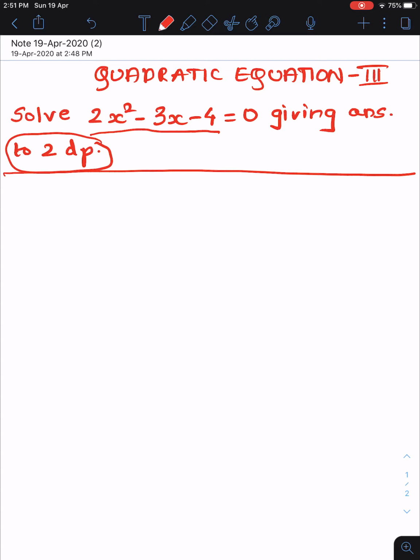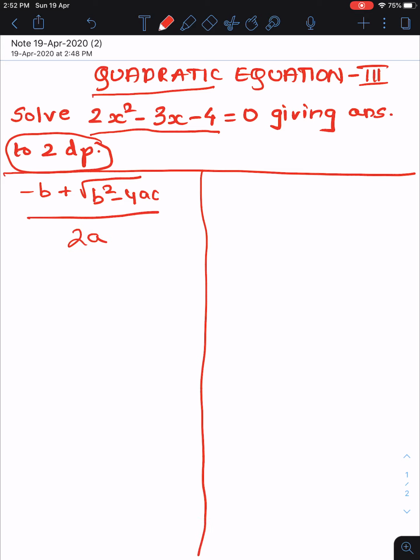Now what is the formula method? I already told you quadratic equation means it will have two answers. So the formula of quadratic equation is minus b plus square root of b square minus 4ac upon 2a, which gives you the first answer, and minus b minus square root of b square minus 4ac upon 2a. Here there is plus, we get a different answer. Here there is minus, we get a different answer. So that is how we get two values.